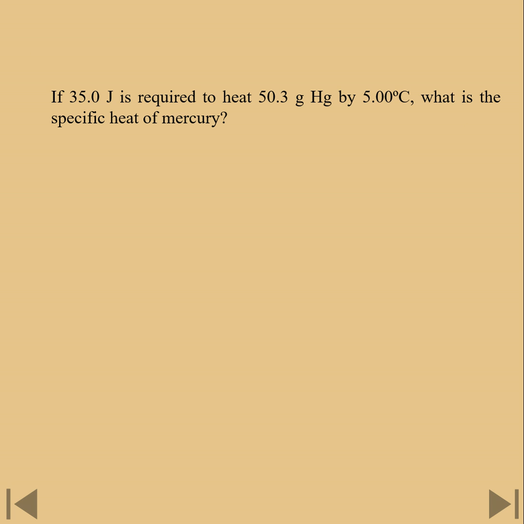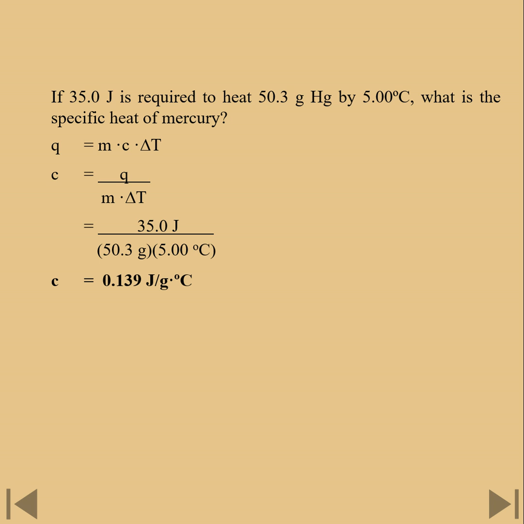Okay, if 35 joules is required to heat 50.3 grams of mercury by 5 degrees C, what is the specific heat of mercury? Well, we're going to take that same primary equation and this time solve for c, the specific heat. Do we have q? Yeah, that's the 35 joules. m is the 50.3 grams, and delta T would be the 5 degrees C. And I come up with 0.139 joules per gram degree C.